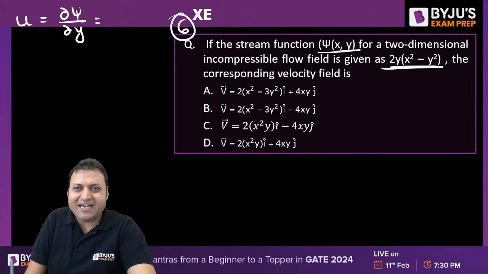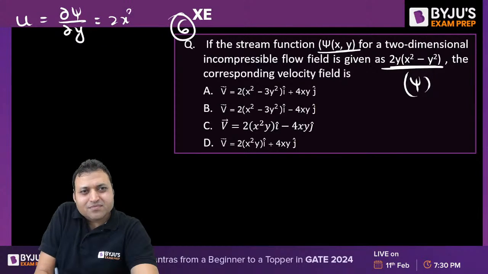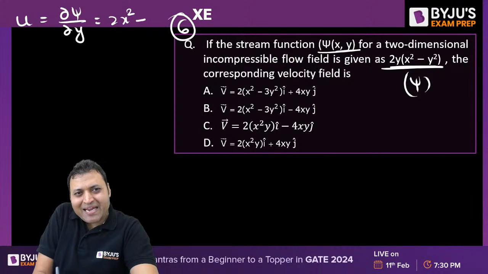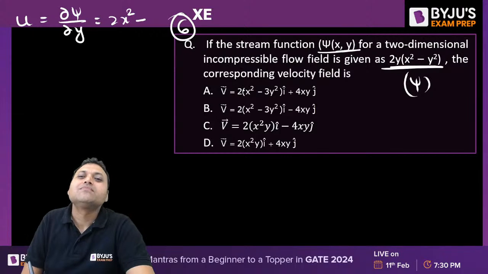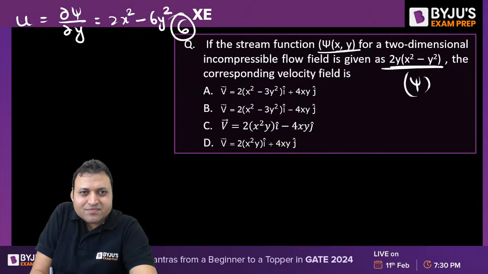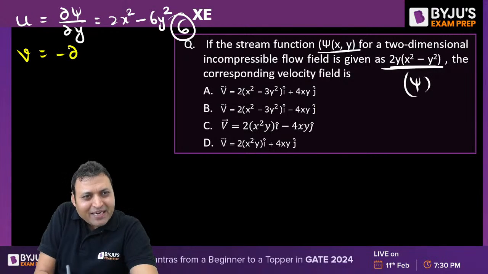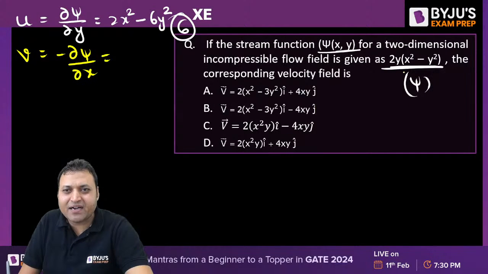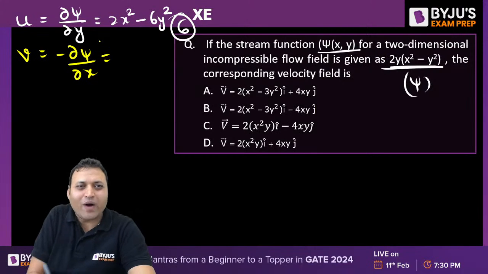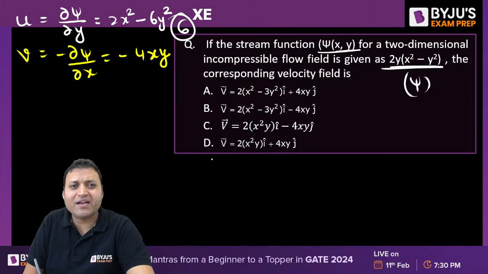If you differentiate this psi with respect to y, then it will be 2x square minus differentiation of 2y cube, that is 6y square, isn't it? And then you can find out v. V is equal to minus of del psi by del x. Differentiate psi with respect to x and put a negative sign along with that. So if you differentiate, it will be minus 4xy. Minus 4xy, isn't it?